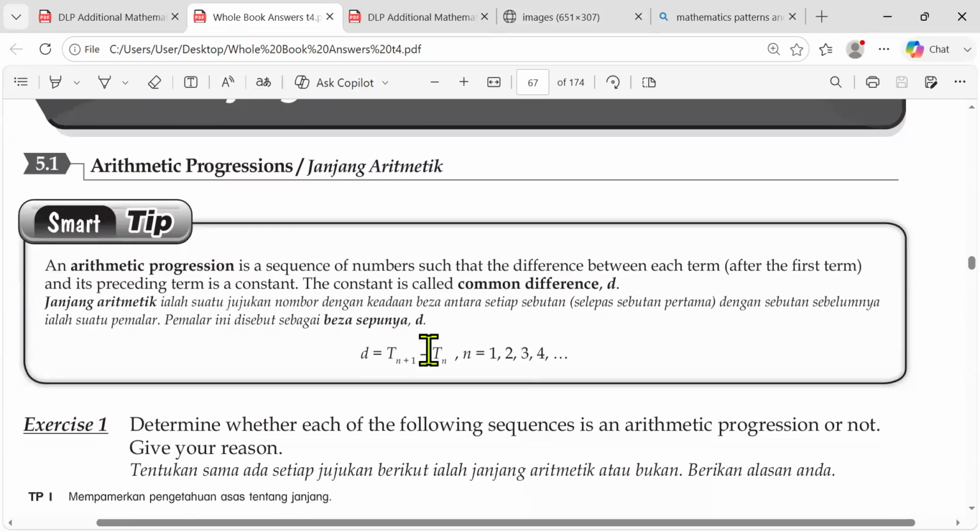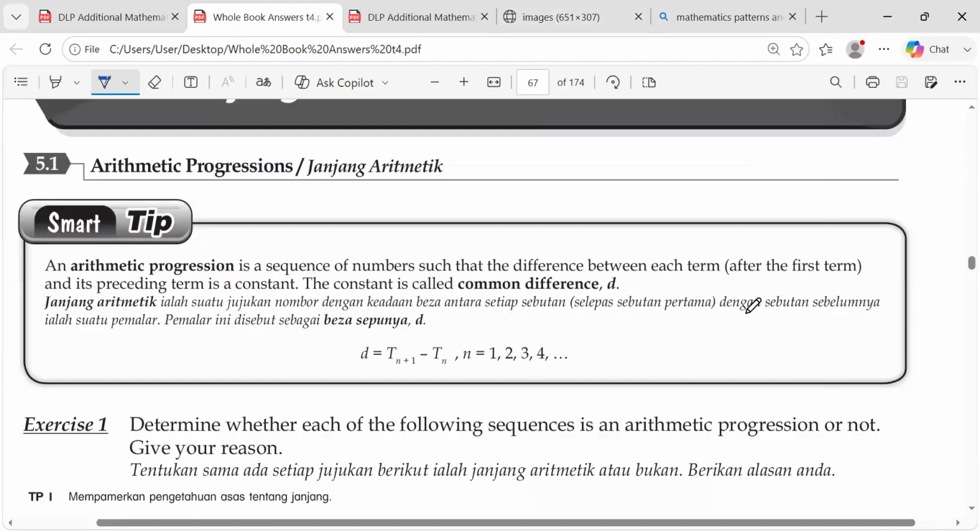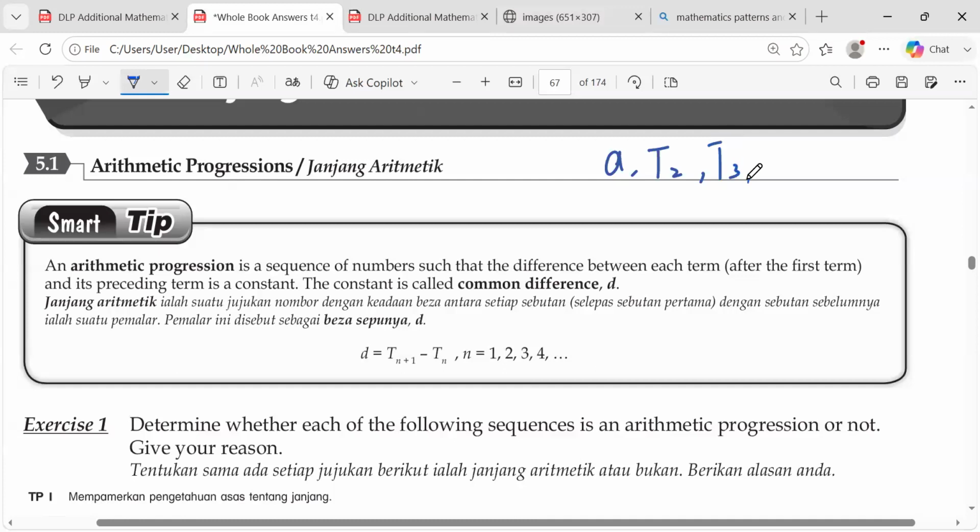So this is what it means. T means term. This one we call a term. The term after minus the term before, the term here will minus the term before, and we will get the difference. This is the first term, second term, third, fourth, fifth, and so on until the final term.